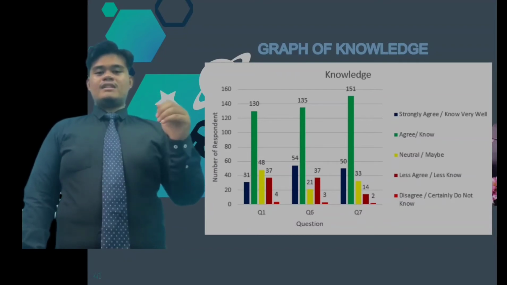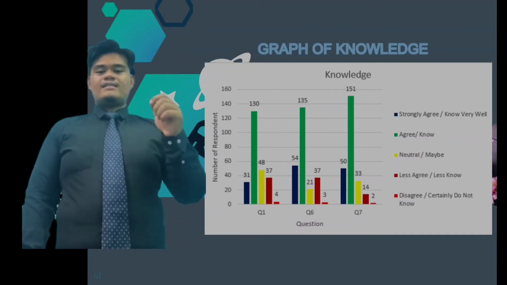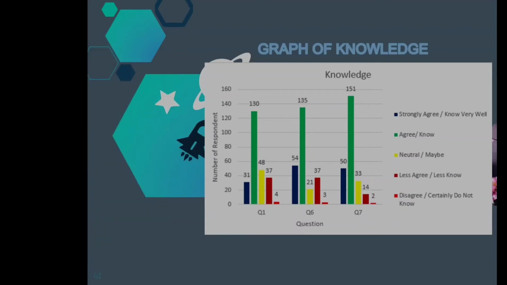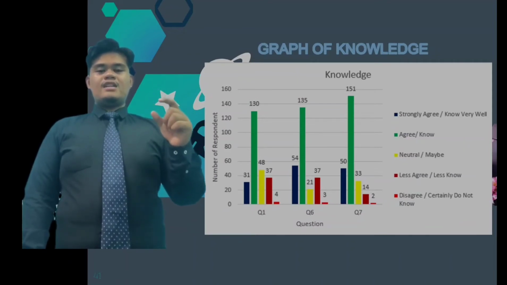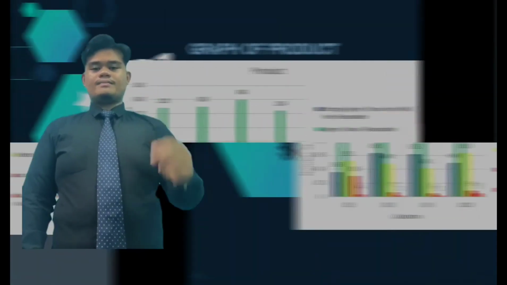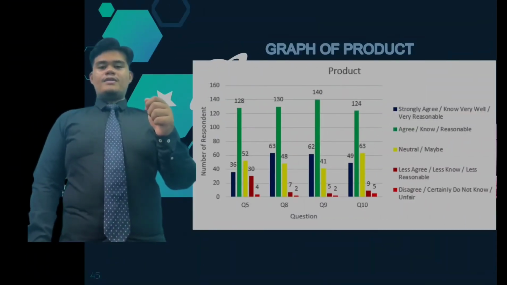So, for the last question, for the knowledge phase for objective 3, the highest respondent who selected no was 151 respondents, and the lowest respondent who responded certainly do not know was 2 respondents. So the next phase is product for objective 3.